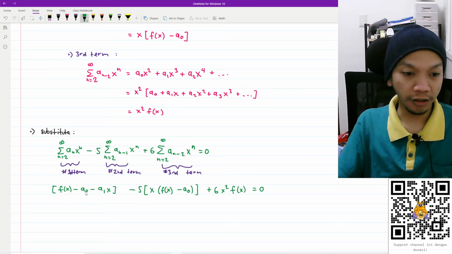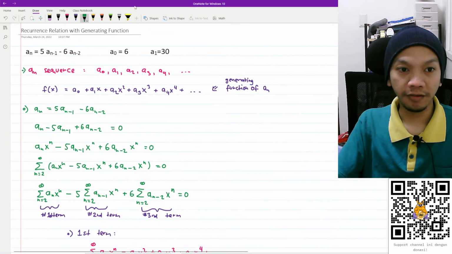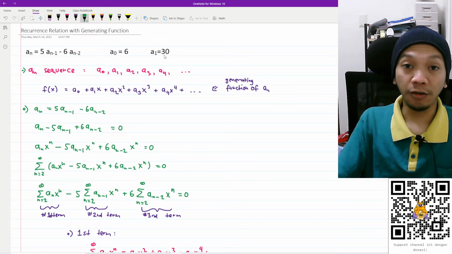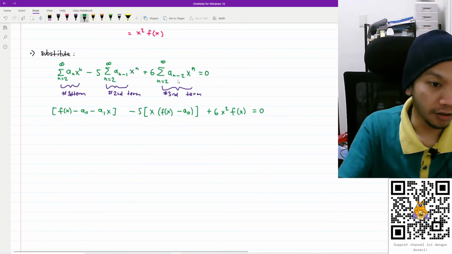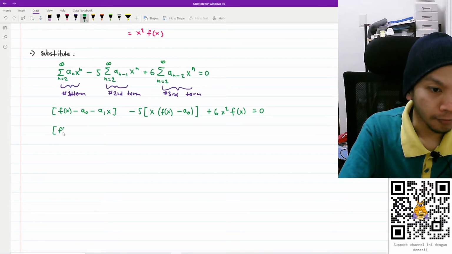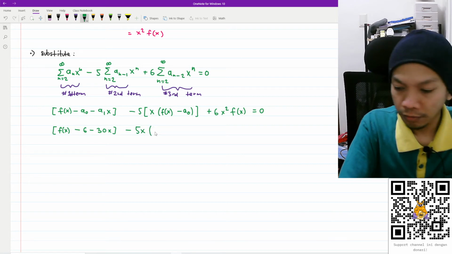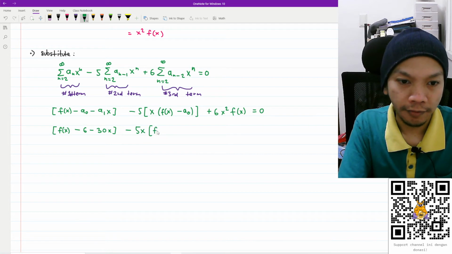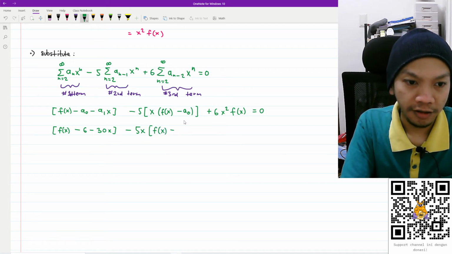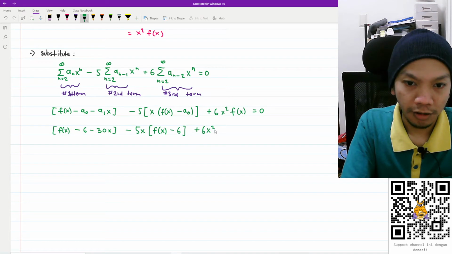Now what can we do? We know a1 and a0, right? Because that is given in the problem. So a0 is 6 and a1 is 30. Let's substitute that into this one. So I will have f(x) minus 6 minus 30x, and then minus 5x times (f(x) minus a0), where a0 is 6, and then plus 6 x squared f(x). That will equal 0.